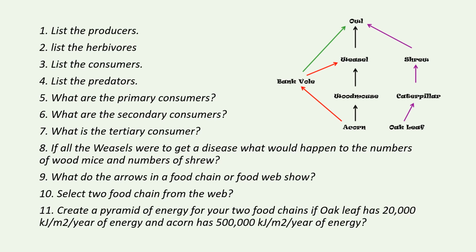Select two food chains from the web and create a pyramid of energy for your two food chains. If oak leaf has 20,000 kilojoules per meter squared per year of energy and acorn has 500,000 kilojoules per meter squared per year of energy. So these questions will just review your learning. So pause the video and answer the questions before I go over the answer.